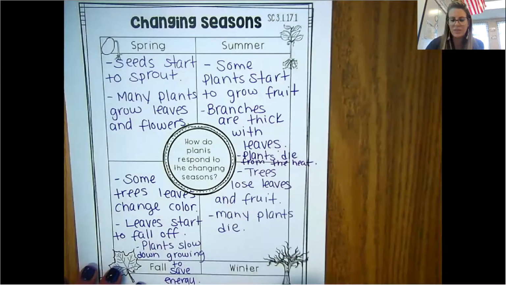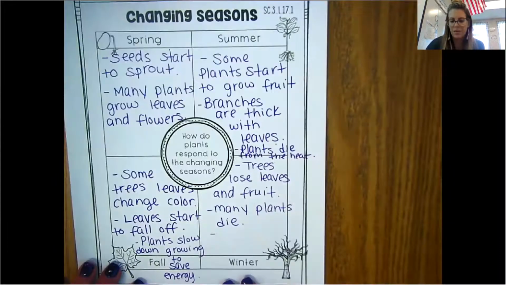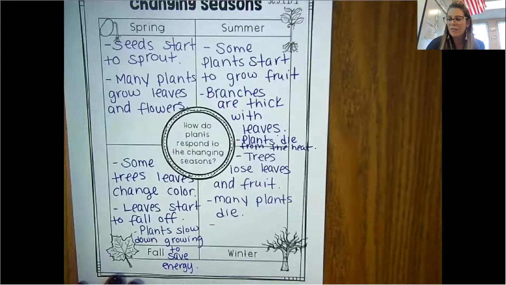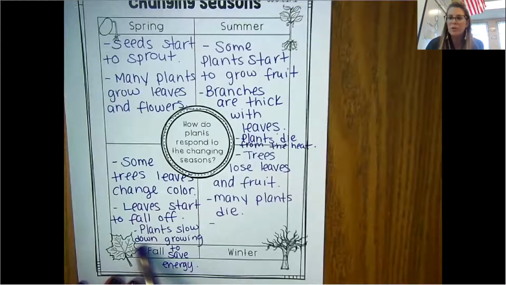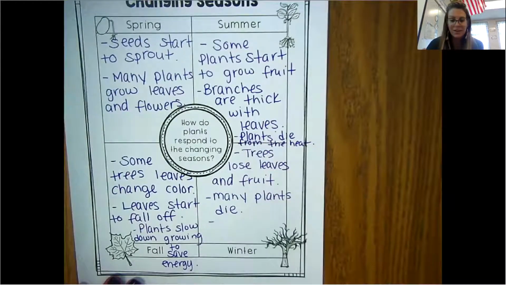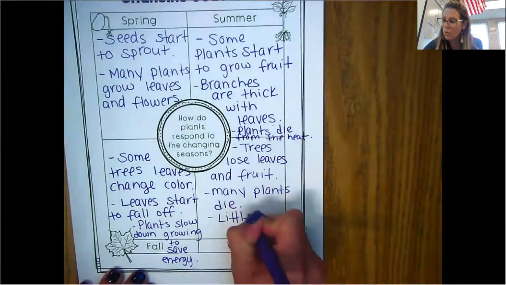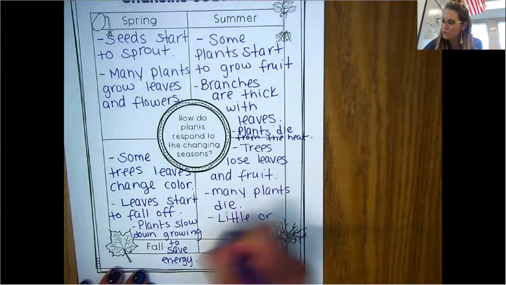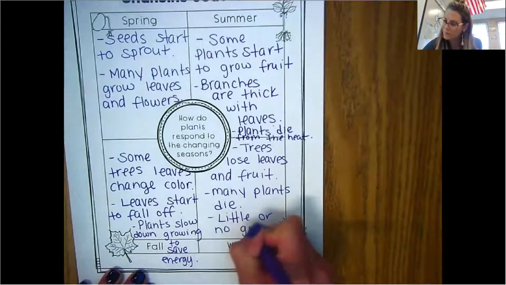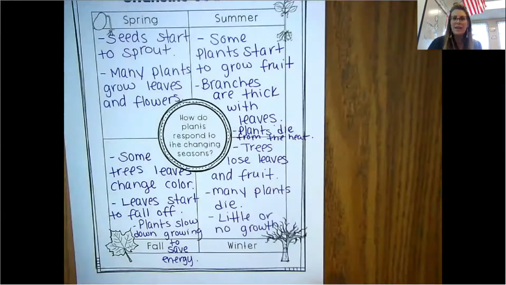All right, anything else you can think about in the winter time? So if you think about in fall, the plants slow down growing, they save energy. In the winter, do you think they're starting to grow again? No, there is little or no growth. Okay, so that is a pretty good answer to our question, how do plants respond to the changing seasons?